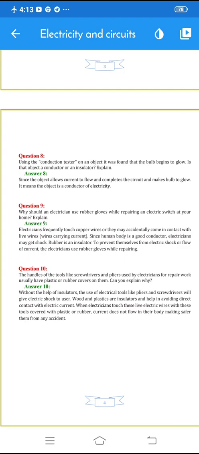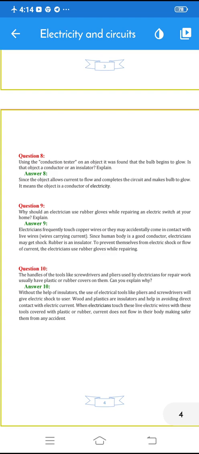Why should an electrician use rubber gloves while repairing an electric switch at your home? Explain. This is very interesting, and we see it daily. When electricians come to our village and repair the wires in our homes, whenever there are any faults, we observe that they wear rubber gloves and a plastic cap. They wear them in order to protect themselves from electric shocks.